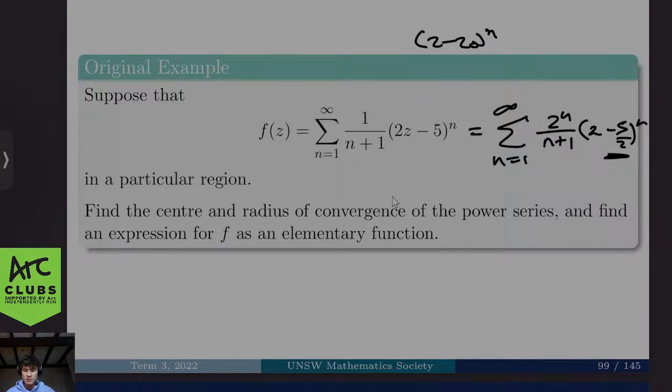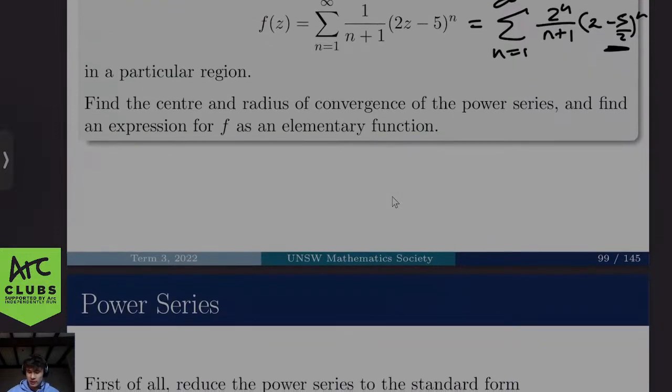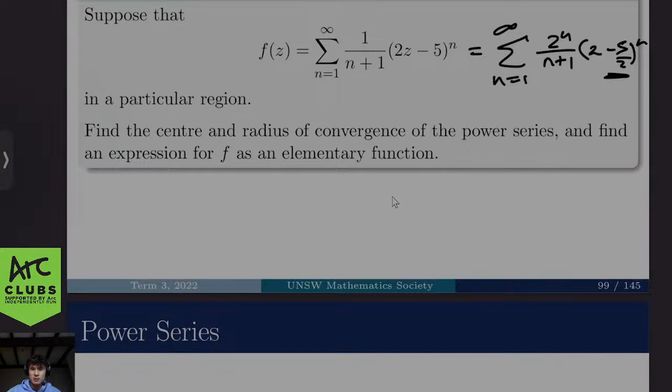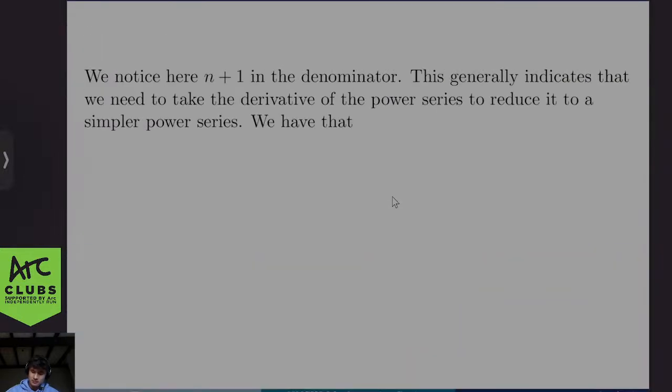Now we found the center and radius of convergence. Now we want to find an expression for f as an elementary function. To do this, similar to the last one, we want to rewrite it ideally as some kind of geometric sum. Now the issue is that instead of the last one being n, now it's 1 on n plus 1. So we want to somehow cancel out 1 on n plus 1. And to do that, it's a matter of taking derivatives again.